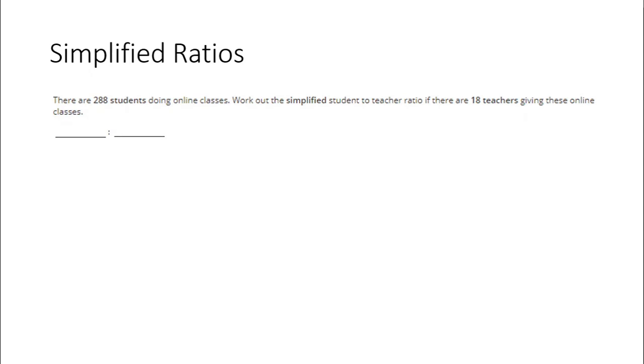Simplified ratios. So there's 288 students doing online classes. Work out the simplified student to teacher ratio. The order is important here. Student, then teacher, if there are 18 teachers. So if there's 288 students and 18 teachers, we want to simplify that ratio.